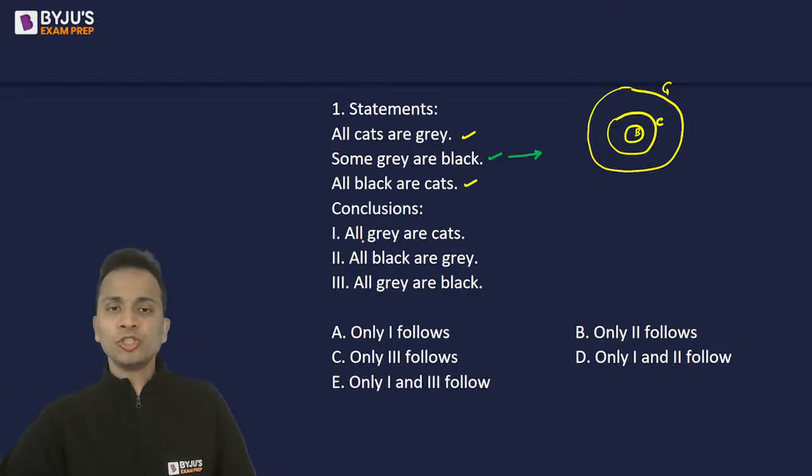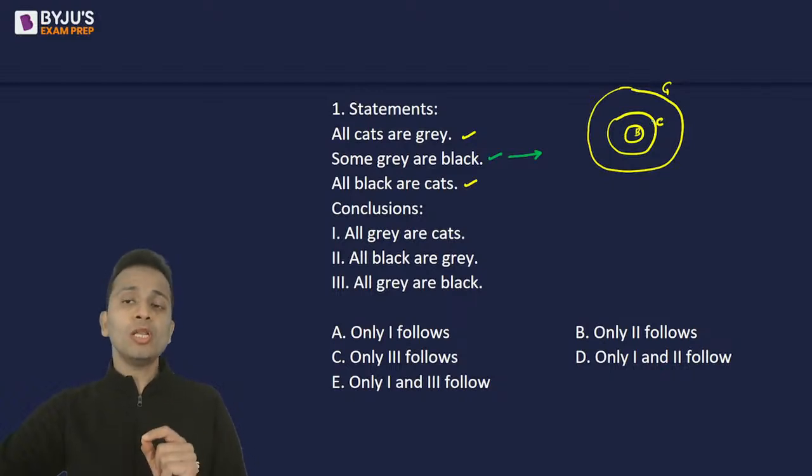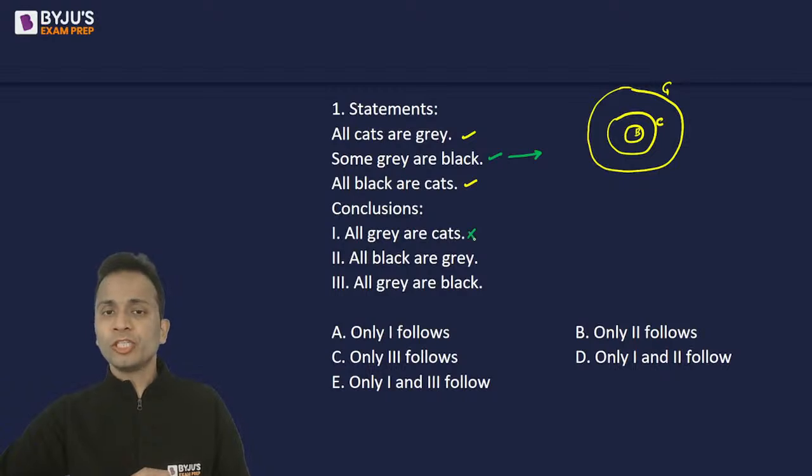So first conclusion, all grays are cats. Now the circle of gray is bigger and the circle of cat is smaller. So I can see that all grays are not cats. Okay, so this conclusion is not correct.